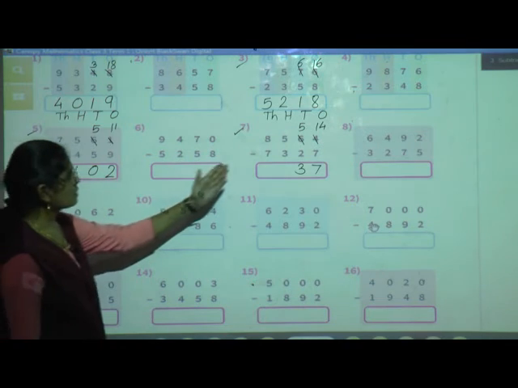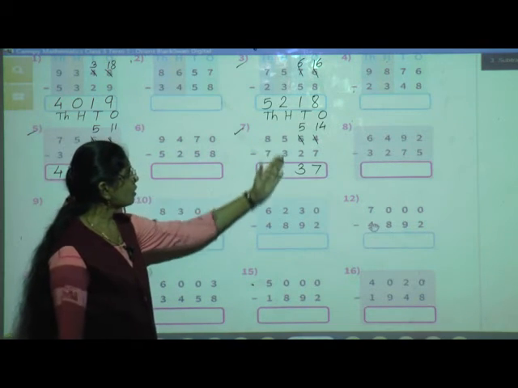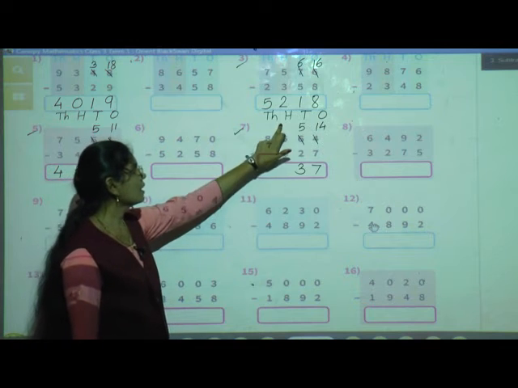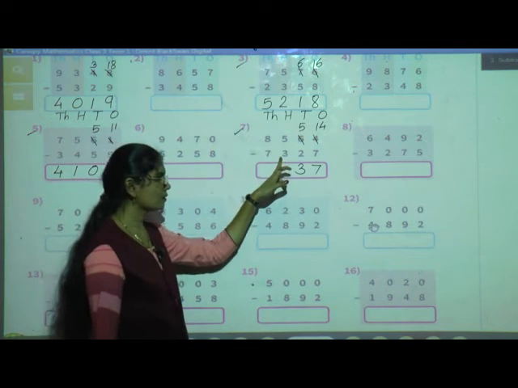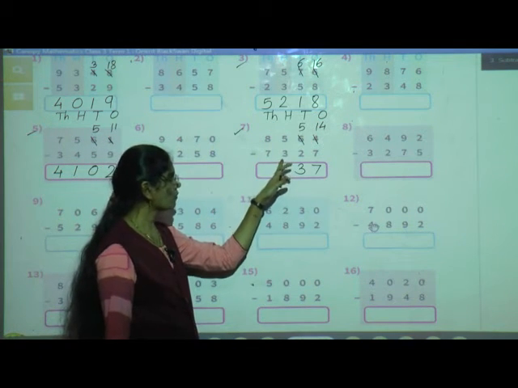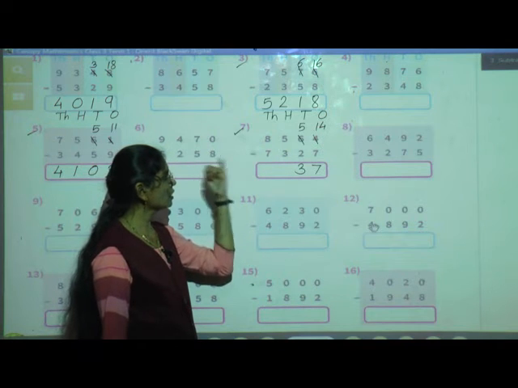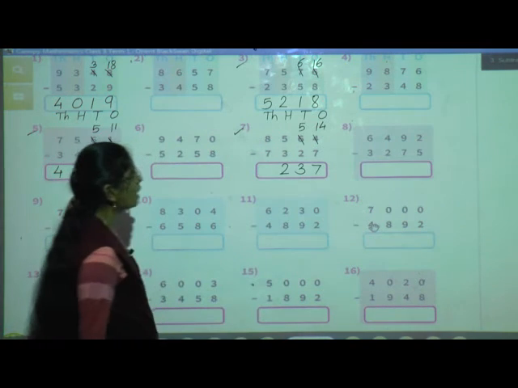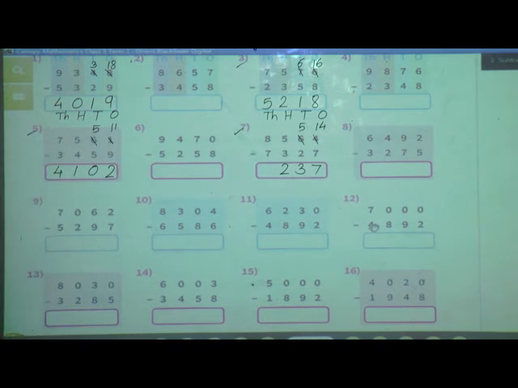Now say the hundreds place. Here 5 hundreds are there and here 3 hundreds are there. 5 hundreds minus 3 hundreds. After 3, if we count the fingers, we will get 4, 5. So 5 minus 3 is 2. So write 2 at hundreds place.